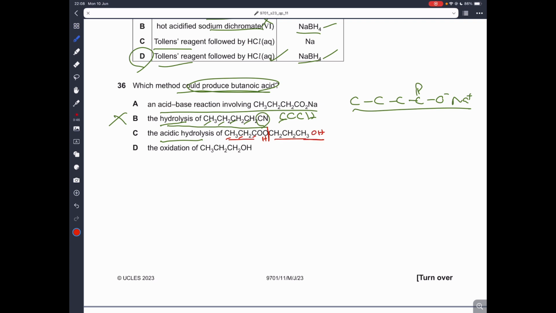Pentanol and propanol and propanoic acid, right? Because there's three carbon atoms. So this is going to be wrong because we want butanoic, which has four carbon atoms. Now oxidization of this one, right? There are only three carbon atoms. How can we oxidize this primary alcohol into an aldehyde? We can't do that, right? So the only answer left is A, and A is the correct answer.